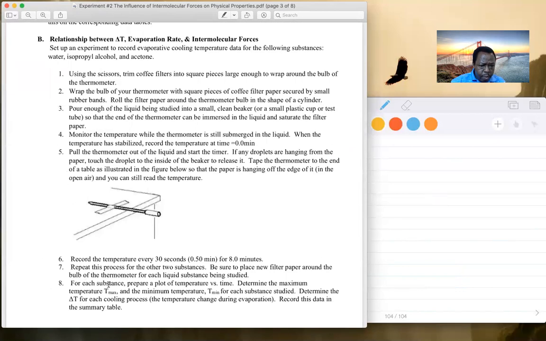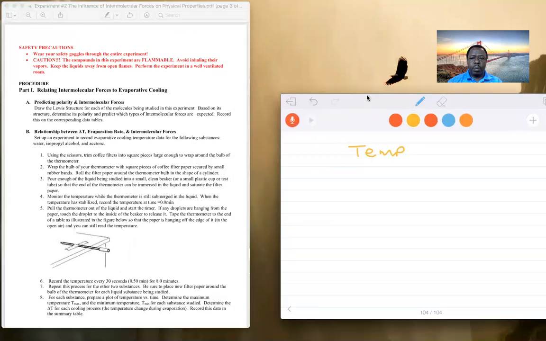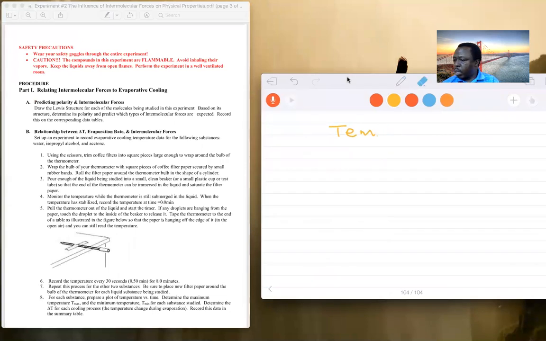Step number 8 here: for each substance, prepare a plot of temperature versus time, and determine the maximum and the minimum. When you draw your graph, you should have temperature, all right? Let me just put this right here. So this is what I'm saying: this should be temperature versus time in minutes, of acetone.